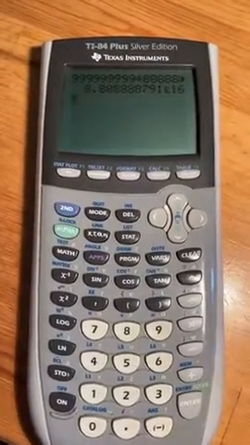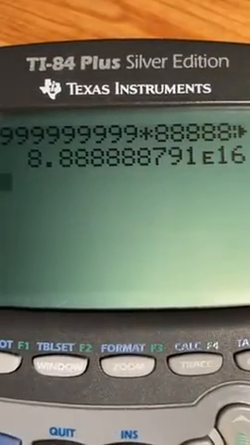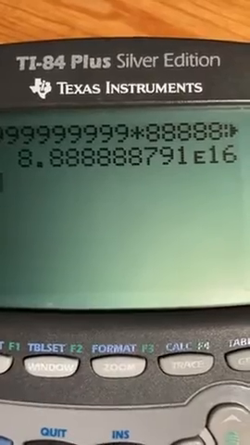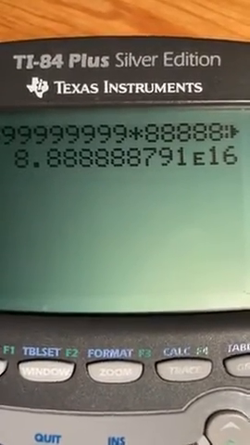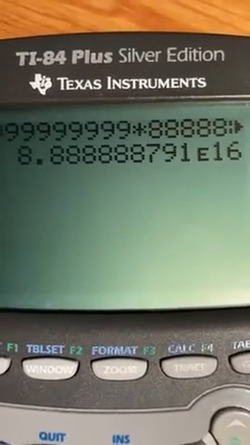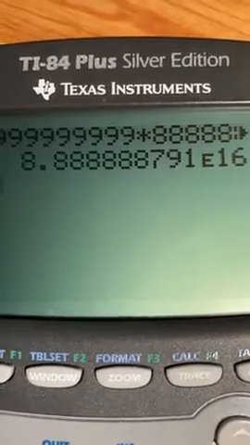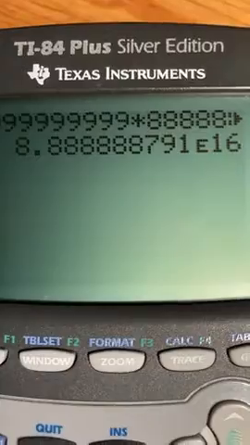And now here it is. So I'm going to get you a little closer to that. The answer is 8.88 and so on times 10 to the 16. So on this style of calculator, the capital E is read as times 10 to the. So again, 8.88 and so on times 10 to the 16 is the displayed answer.